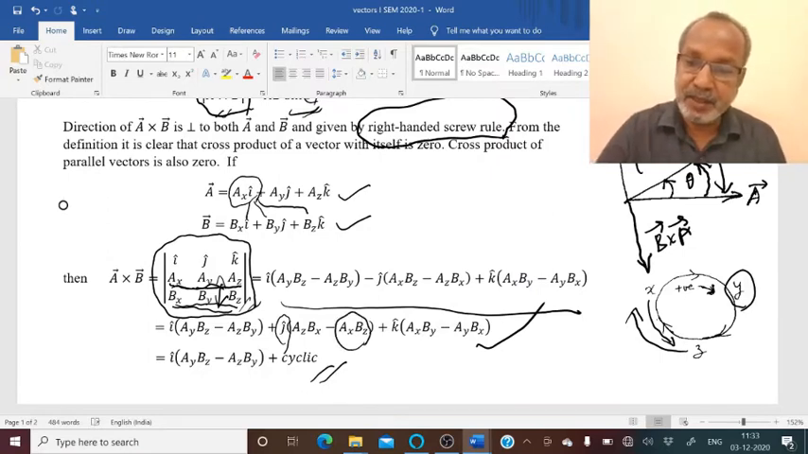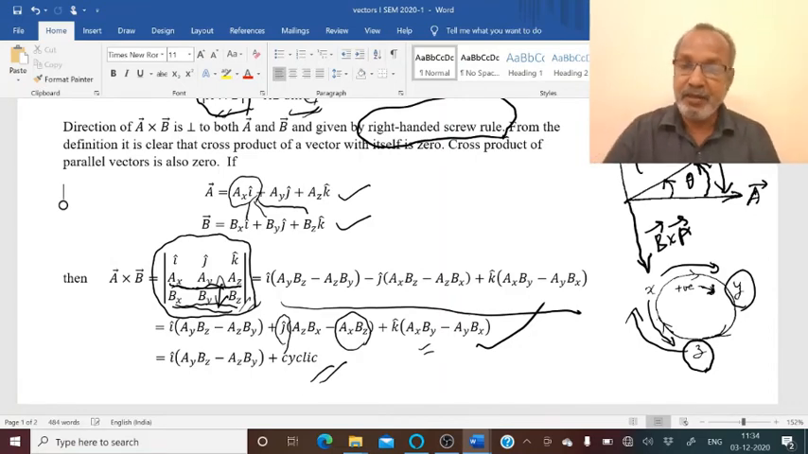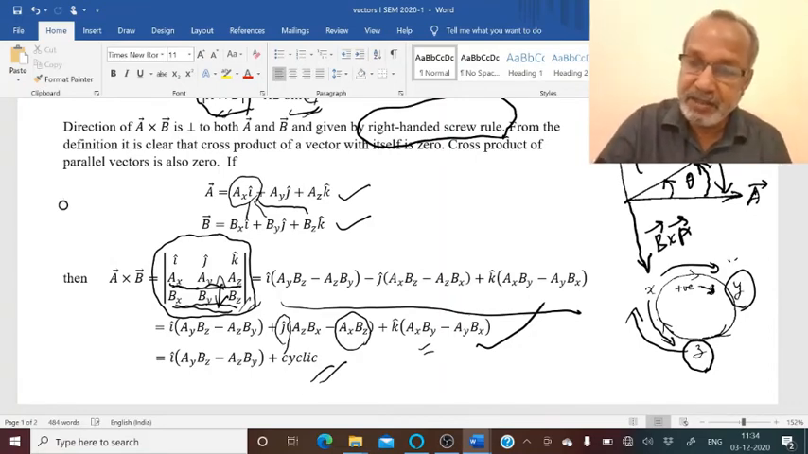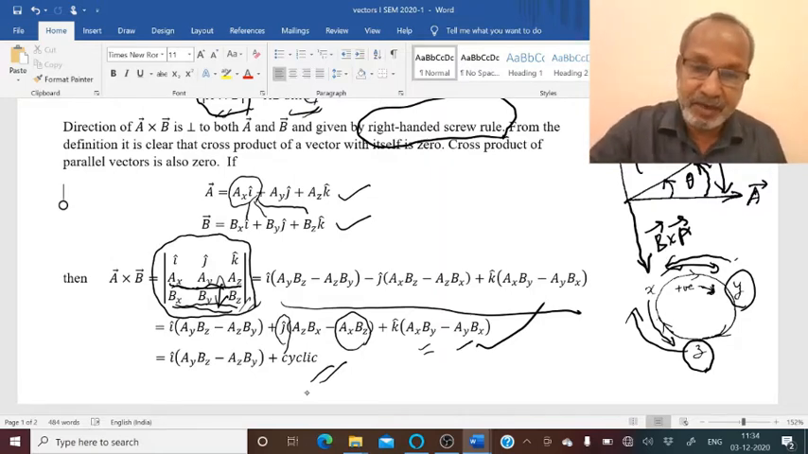And what is the third term? The third term is k cap into, k cap means it is the z component. So it will be ax by, you can see it here, ax by minus ay bx. Since you are traveling in the anti-clockwise direction, you have to put a negative sign: ay bx.